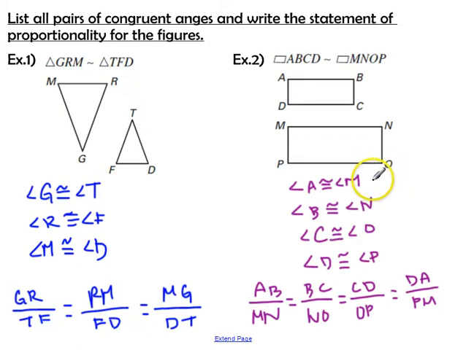Hopefully you wrote that angle A is congruent to angle M, angle B congruent to angle N, angle C congruent to angle O, and angle D congruent to angle P. Then your proportionality statement should say the length of AB over MN is equal to the length of BC over NO is equal to the length of CD over OP is equal to the length of DA over PM.